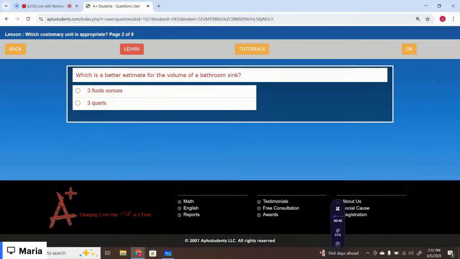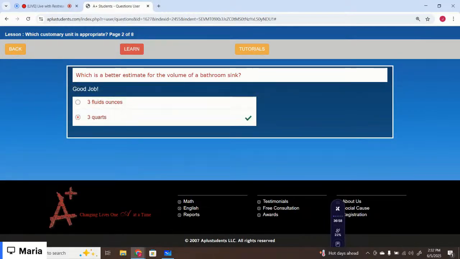Which is a better estimate for the volume of a bathroom sink? The volume of a bathroom sink would be 3 quarts. Option number two is the correct option.